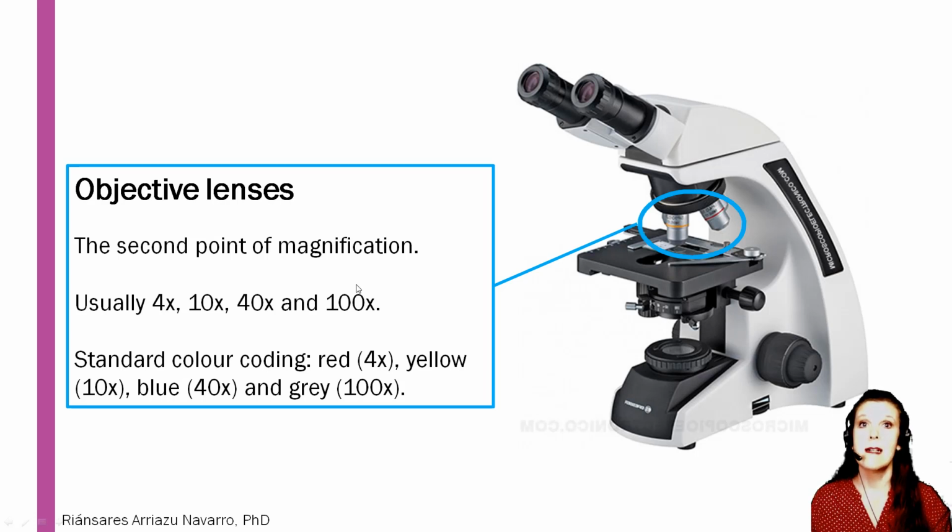In general, there's a color code that helps us to identify these objectives. In red, we are going to see the 4 times objective, in yellow 10, in blue 40, and in gray 100. When we want to work with 100 times magnification, we are going to use immersion oil.